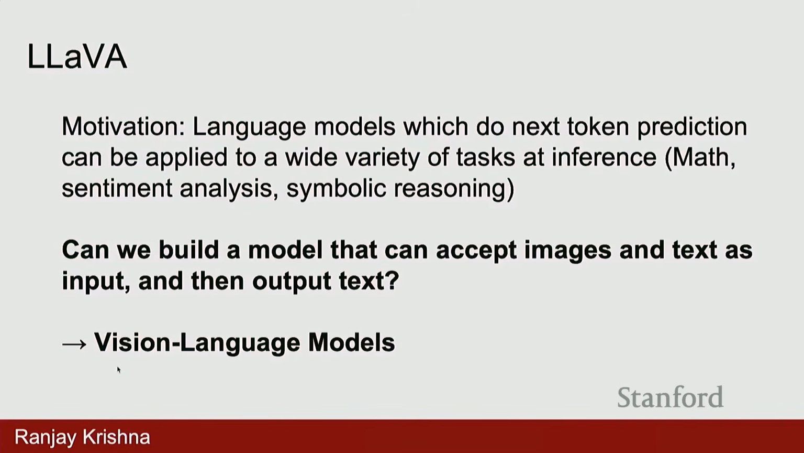The motivation here is that language models which do this next token prediction, this autocomplete process, are really useful for adapting to a lot of new tasks. So can we start thinking about image models as well doing the same thing? Can we, given an image, also start doing different kinds of reasoning that's similar to this auto-regressive process? And that gave rise to this class of models called vision language models or multimodal models.